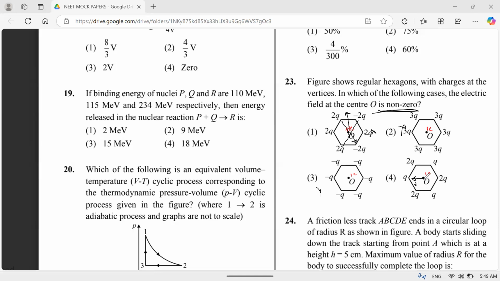And here also, this will be equal to 2e. This will be equal to e. This is 2q. Resultant of this one will be equal to e. Resultant of this one is e. This e and e will finally become 0. So this is also 0. Only the option 1 is right. Clear?